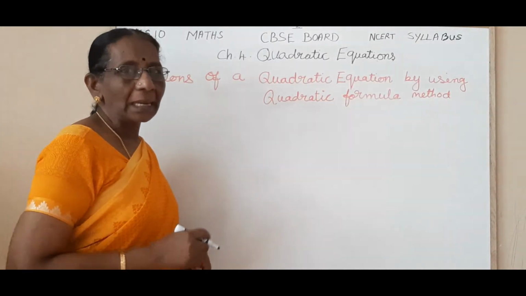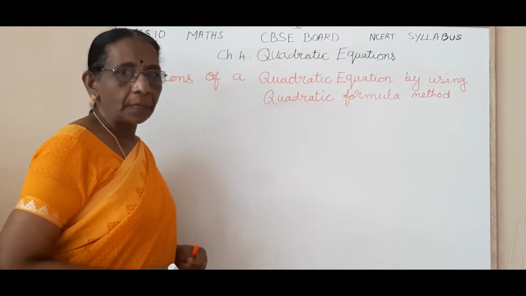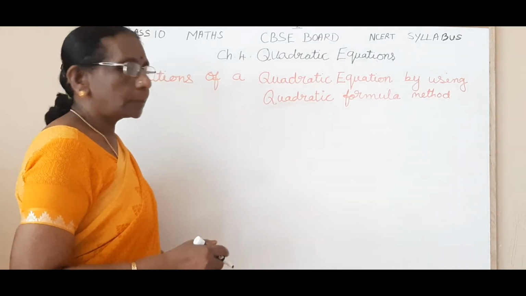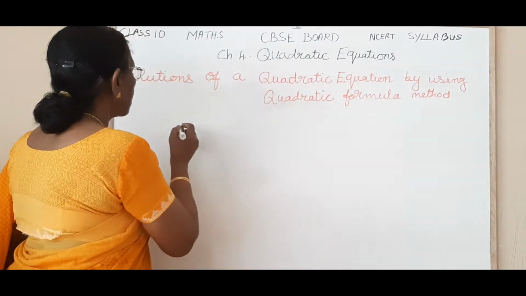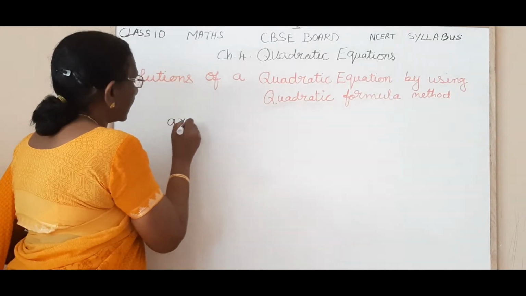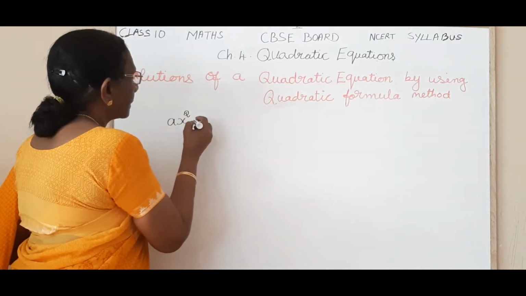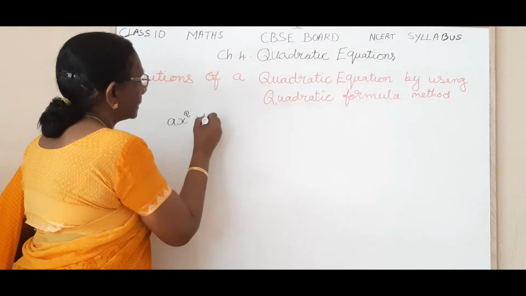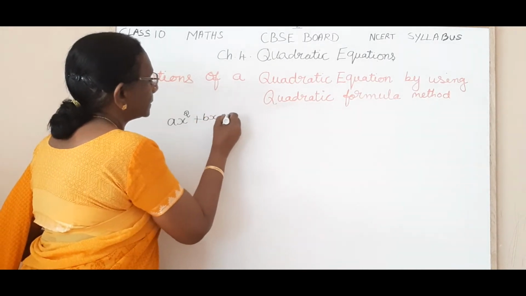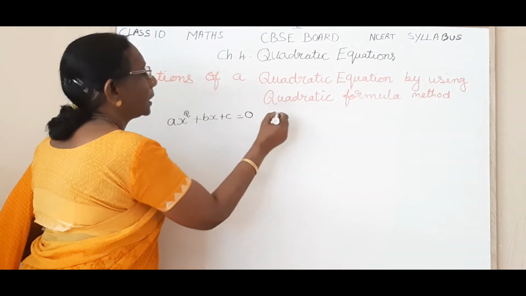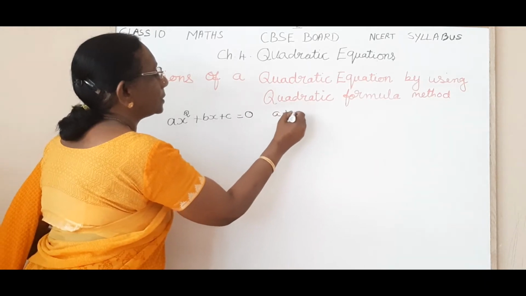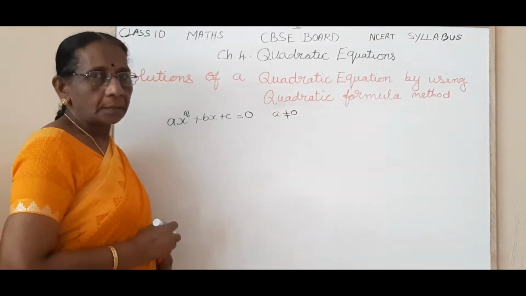So, for that we need the formula. So, how are we getting the formula? What is the standard form of a quadratic equation? That is ax square plus bx plus c is equal to 0 and a should not be equal to 0. This is the condition. Isn't it, children?